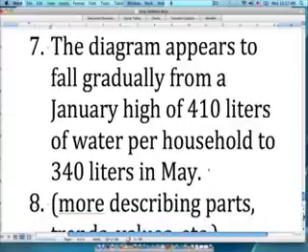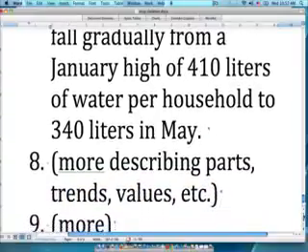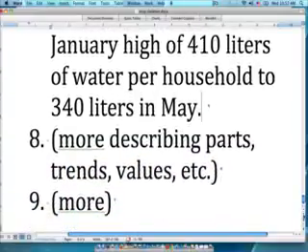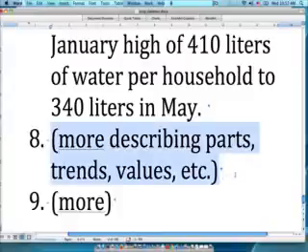Okay. Let's see here. Number 8, sentence number 8. More describing parts, trends, values. So we're going to use this sentence to talk about the period of depression in the middle of the year, as you can see, between about May and about September, when water use goes down the most.